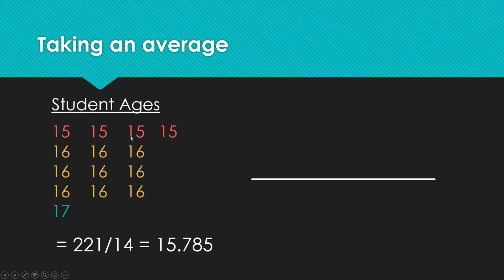And so 221, which is what all these numbers are added up, divided by 14 gives you an average age of 15.785, which is great. It's a great way to do it. I'm going to show you a different way to do this.